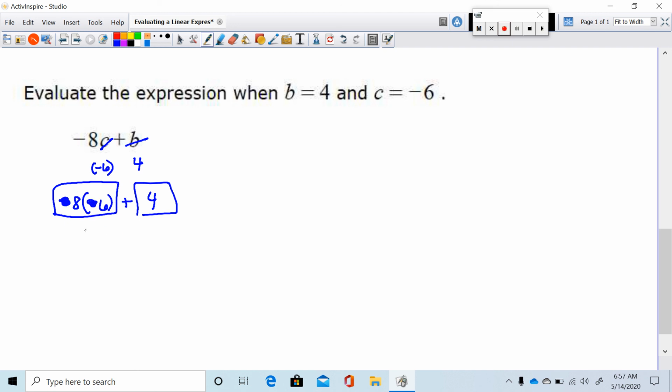8 times 6 is 48. And this is boxes of 4. Bring down your plus. 48 plus 4 is 52. And you're finished.